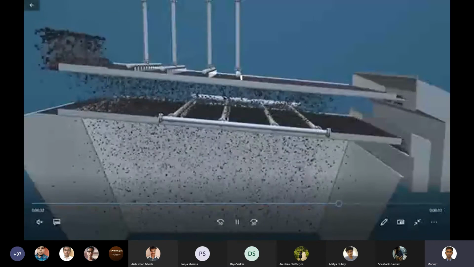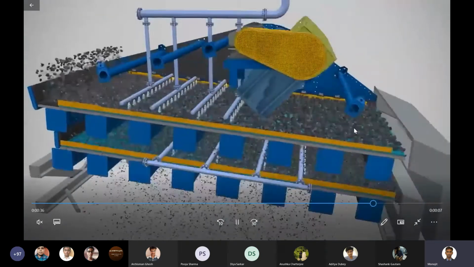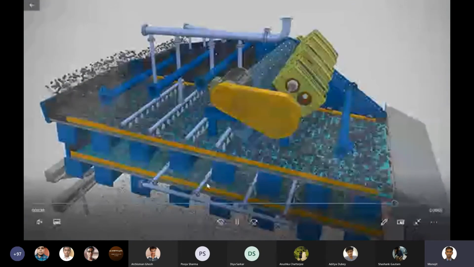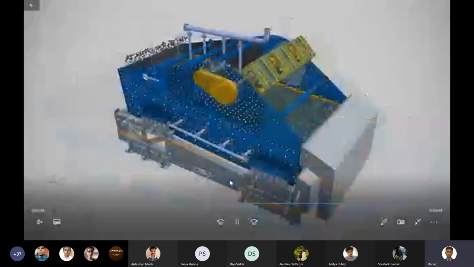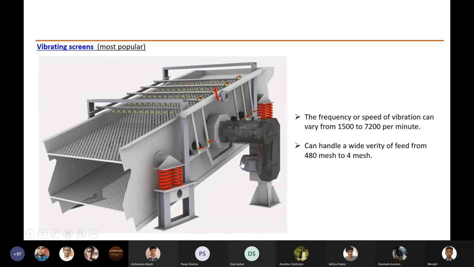So this is how you separate. You can see that coarser particles are coming out from here, and the finer particles are going down. This is a vibrating screen. The vibration of the screen, the direction of vibration, all will depend on the system, the process itself.